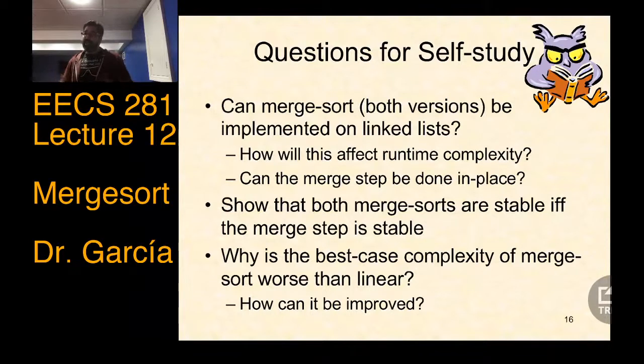Here are some study questions, but I feel some of them we've already answered throughout the lecture, which is, can merge sort be implemented on linked lists? The answer is yes, because you don't really rely on random access. If you look back at the code, all you're doing is moving the indices, which would be just as good as moving pointers. No random access needed means that you can sort a linked list using merge sort.